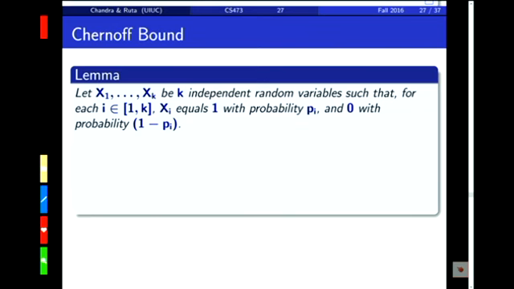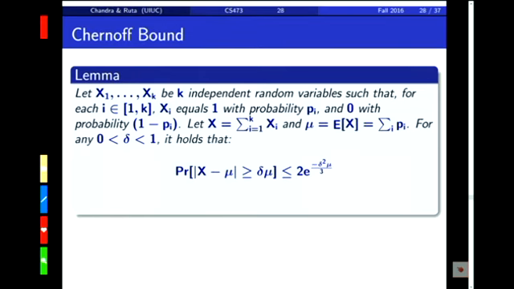So I have some k random variables, say. They are independent and they are binary. xi is 1 or 0, and 1 with probability pi, and 0 with probability 1 minus pi. Okay? And then let's say I define X, which is a summation of these binary random variables, and let's say mu is the expectation of X. Okay, so all of this is given already to me.